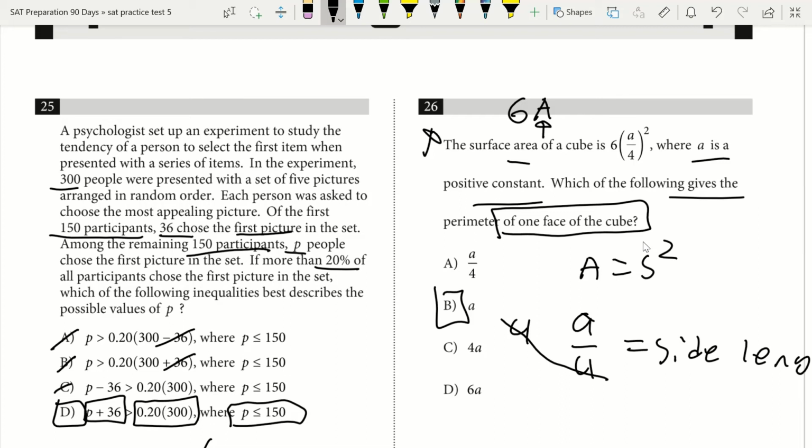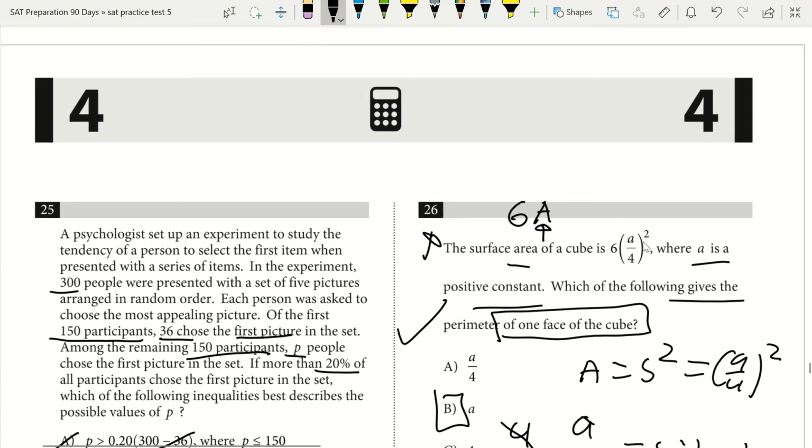So since the area is a over 4 squared, and I know the area is the side length squared, then I know that my side length has to be a over 4. So now that I know that my side length has to be a over 4, to get the perimeter of one face of the cube, I have to multiply that side length by 4 since there are 4 side lengths, and that's going to leave me with a. So 26 is definitely correct. I just checked that one because I was a little hesitant on it at first. Obviously, I caught my mistake, so it's all good.